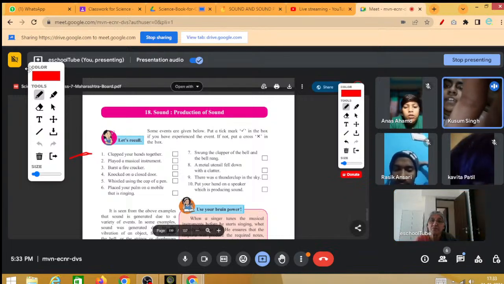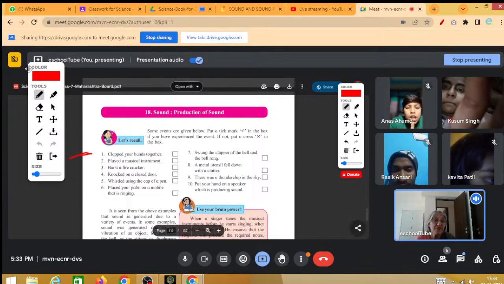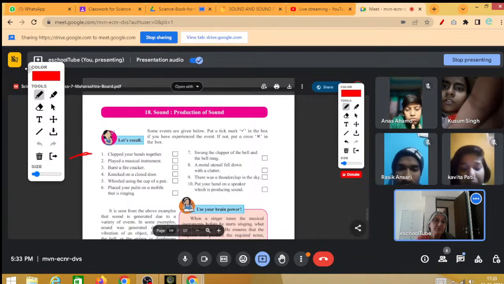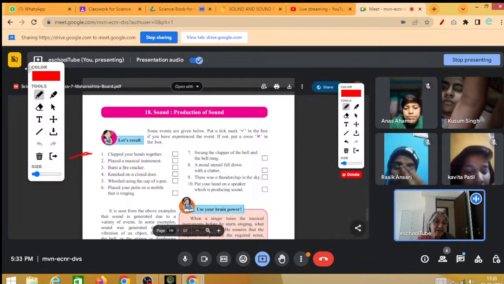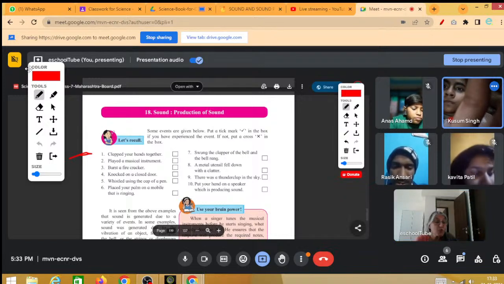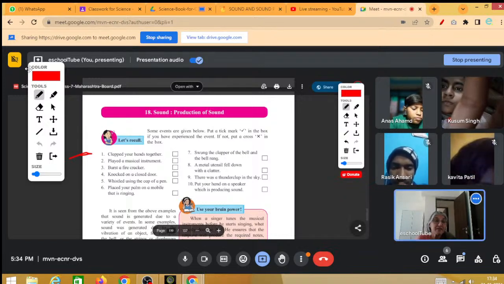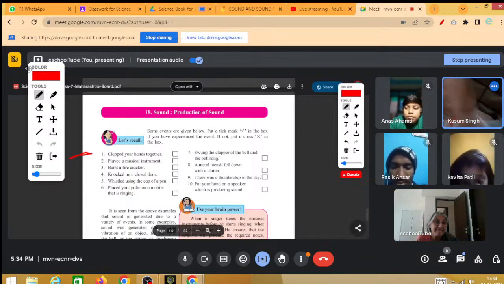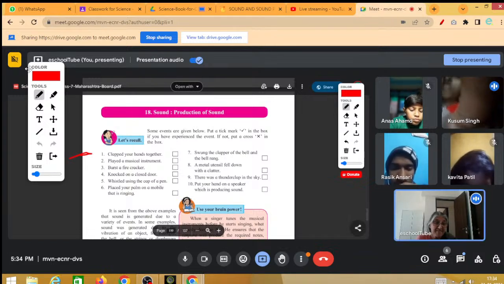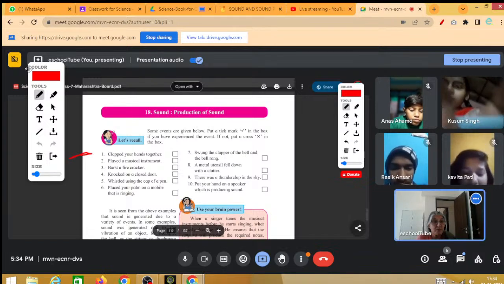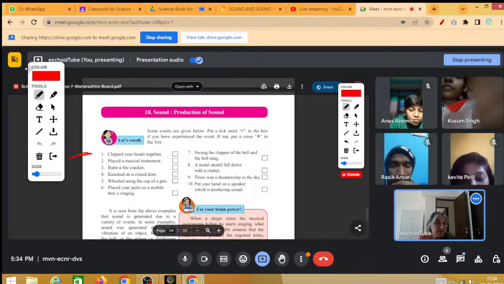Burst a firecracker. Have you ever burst a firecracker? Yes, ma'am. Okay, so what happens when you burst it? It goes to air and bursts. But what is produced?